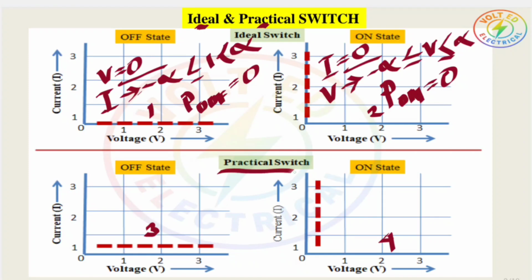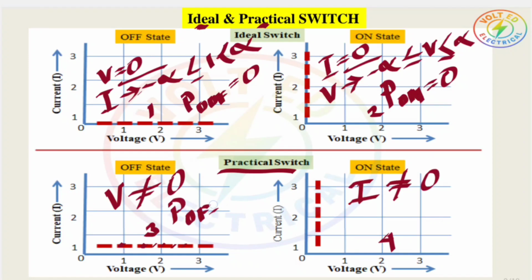Now if we see the practical switch, graphs 3 and 4, and compare them with graphs 1 and 2, they show some values. In the off state of a practical switch, V is not equal to 0, and in the on state the current is not equal to 0. So P off is also not equal to 0 and P on is also not equal to 0. That's why there will be some delay in the switching. So this is the basic comparison of an ideal switch and a practical switch.